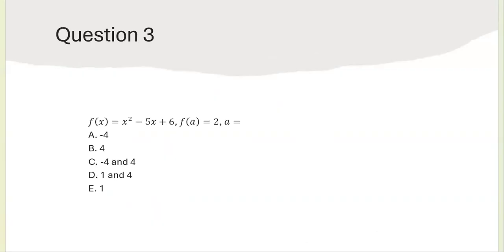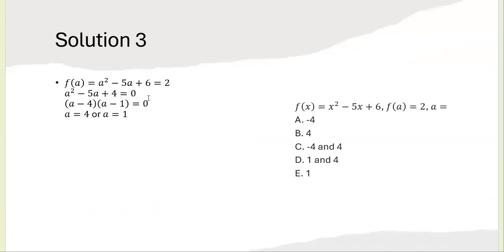Okay, we have this function f of x is x squared minus 5x plus 6. f of a is equal to 2. What is a equal to? So this, you need to know a bit about functions as well. Since f of a is equal to 2, you plug in x as a. So a squared minus 5a plus 6 is equal to 2. Okay, so let's solve for a. Minus 2 on both sides, factor, so you get a is 4 or a is 1. Okay, so the answer is D.